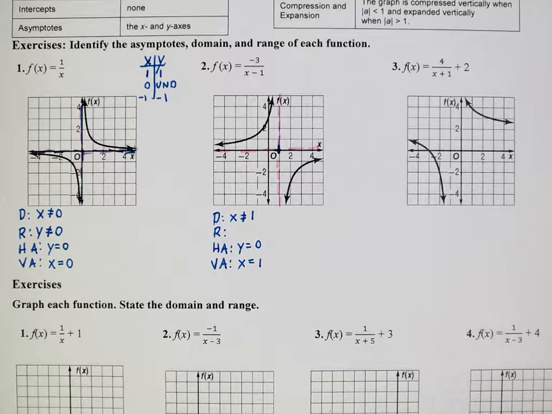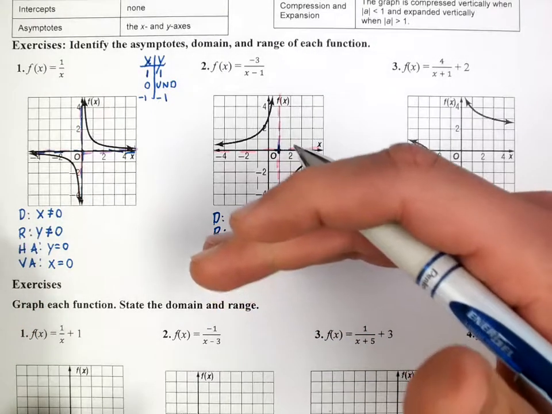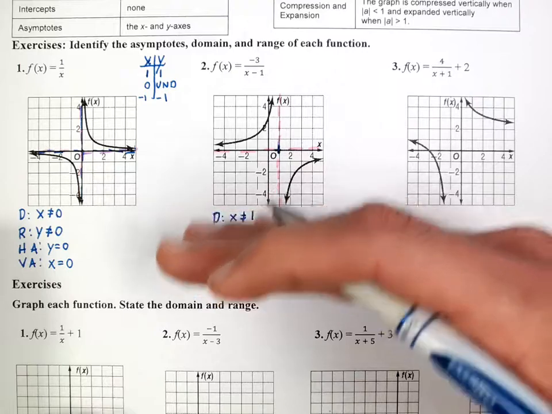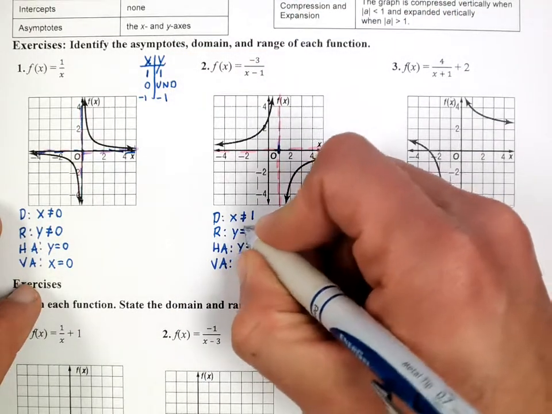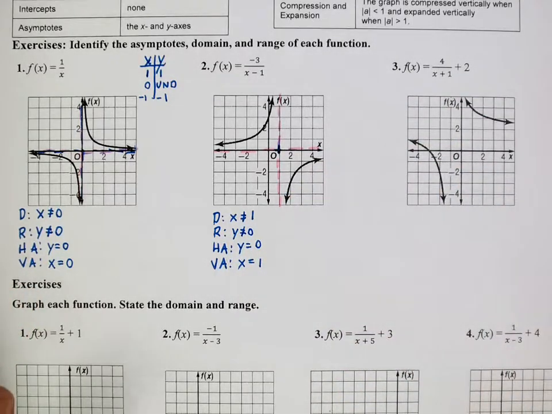And similarly with the range, it can be any y value, right? How far down, how far up does this cover? Everything except for y cannot be equal to 0. Okay, so let's go on to number 3. And number 3, same idea.